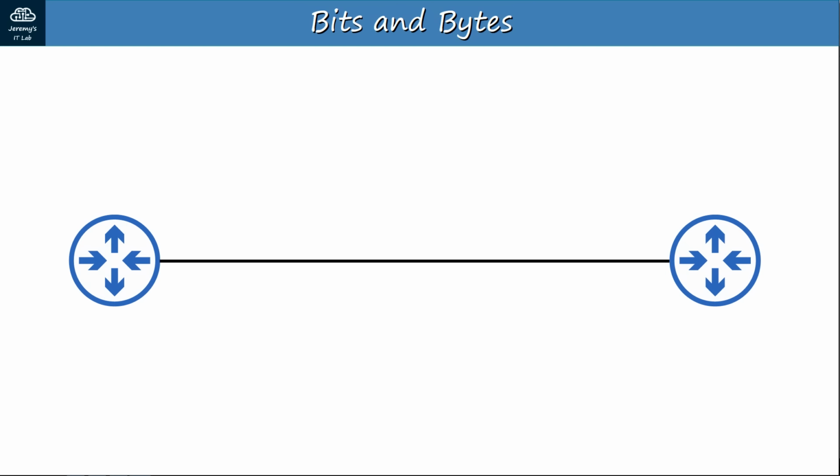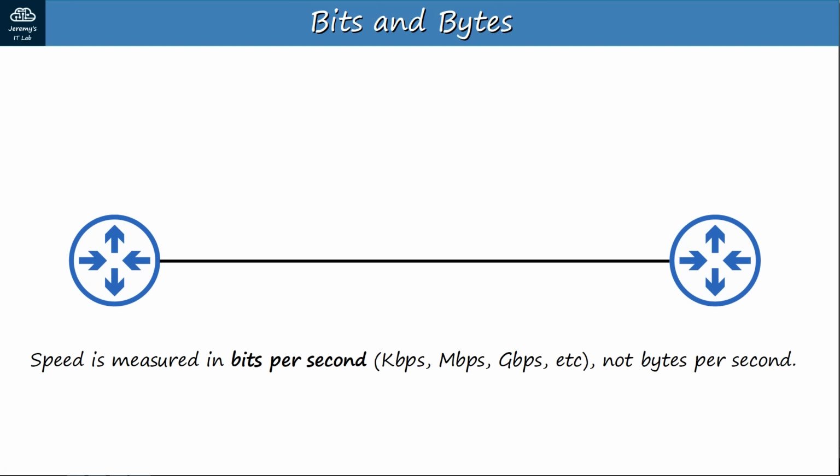So remember, speed is measured in bits per second. For example, kilobits per second, megabits per second, gigabits per second, and not bytes per second. Data on a hard drive, for example, is measured in bytes, however. So remember, a gigabyte is actually 8 times larger than a gigabit.